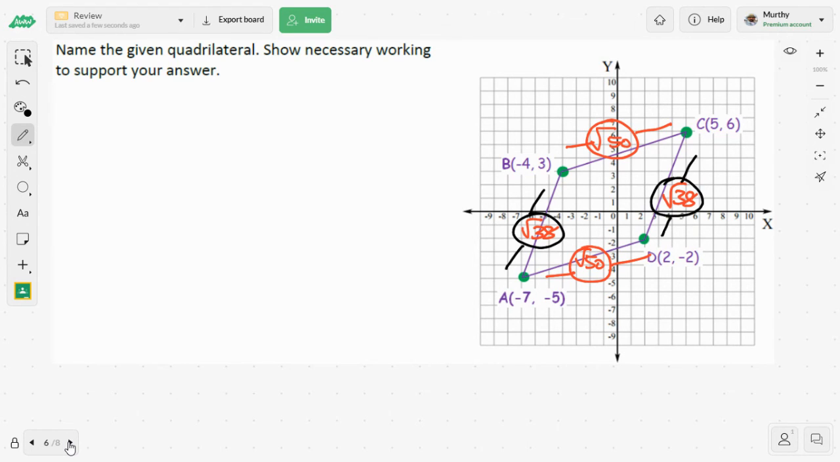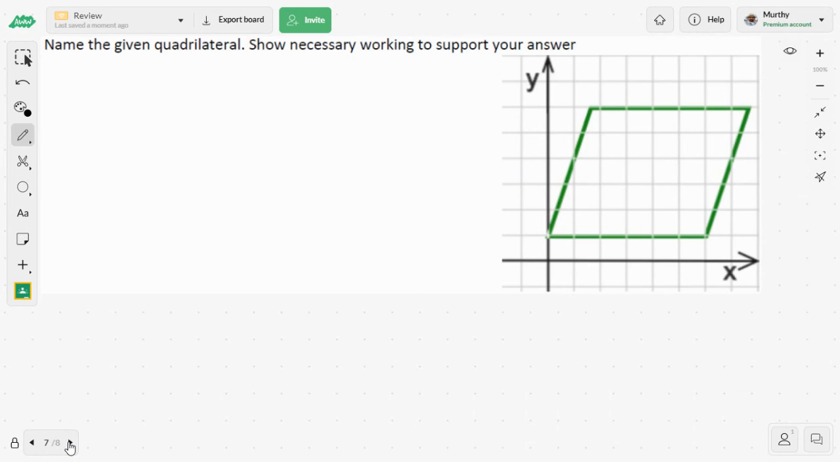All right, let's go to the next question. Name the given quadrilateral. Again, I told you in the previous question, make sure that you are computing all four sides. Let's say A, B, C, D. In case, what is the length of AB? In this question, an interesting thing is that I need not use the distance formula for computing AB, because I can count the number of blocks.